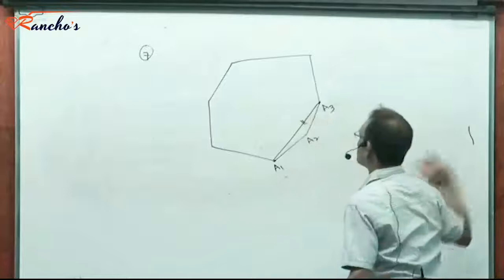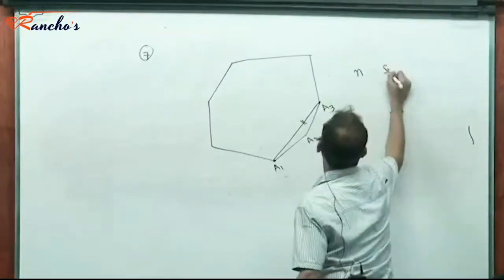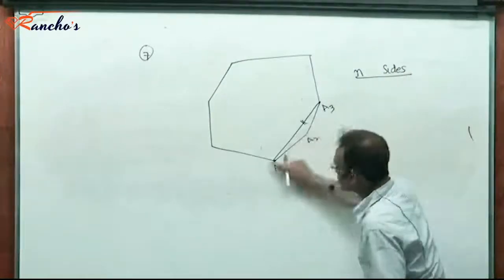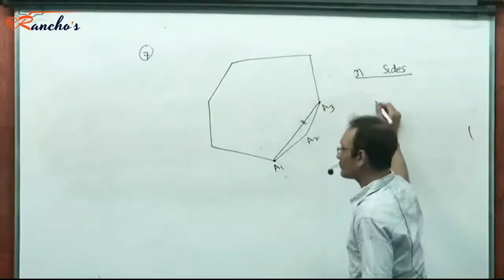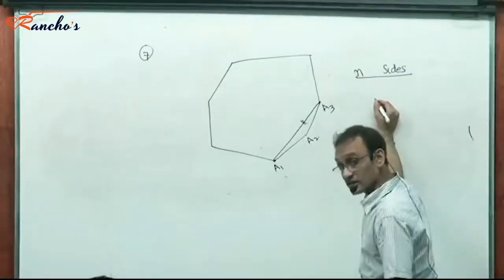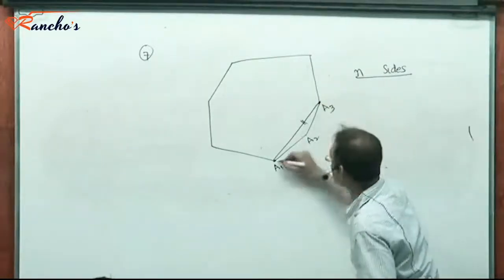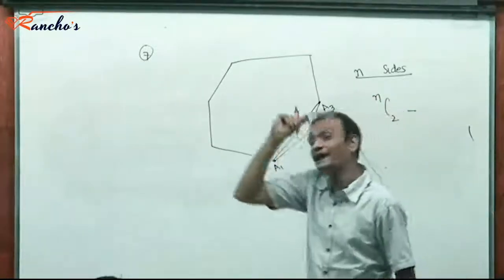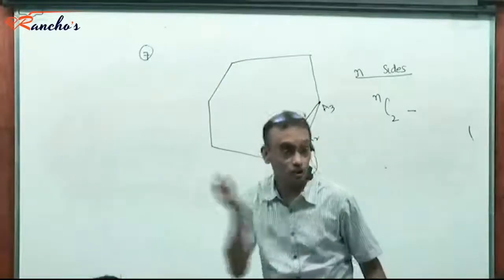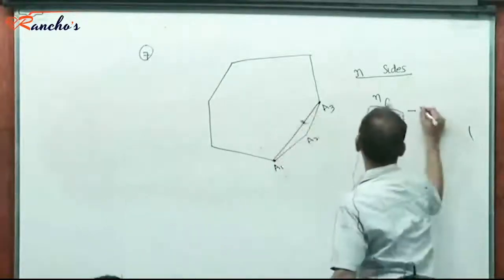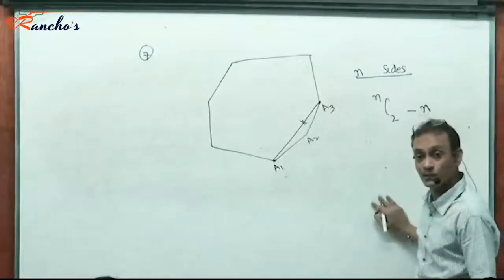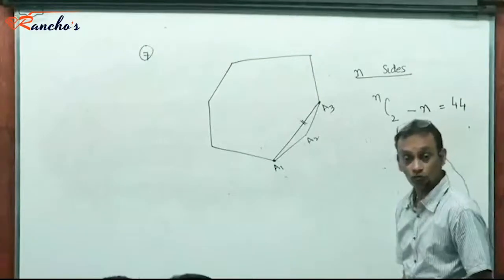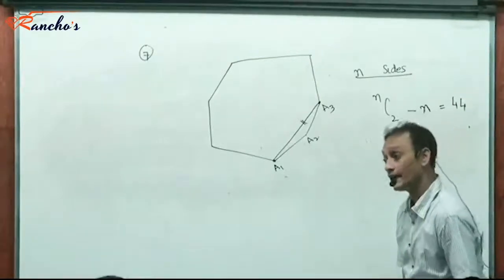Now the number of diagonals, suppose there are n sides in this polygon. Then in order to select any two vertices from n available, in your attempt to produce diagonals, you select nC2. But out of these nC2, n are sides. So you want to remove n sides from this. This will then give me the total number of diagonals. That makes it 44 for the given problem, and you want to solve for n.